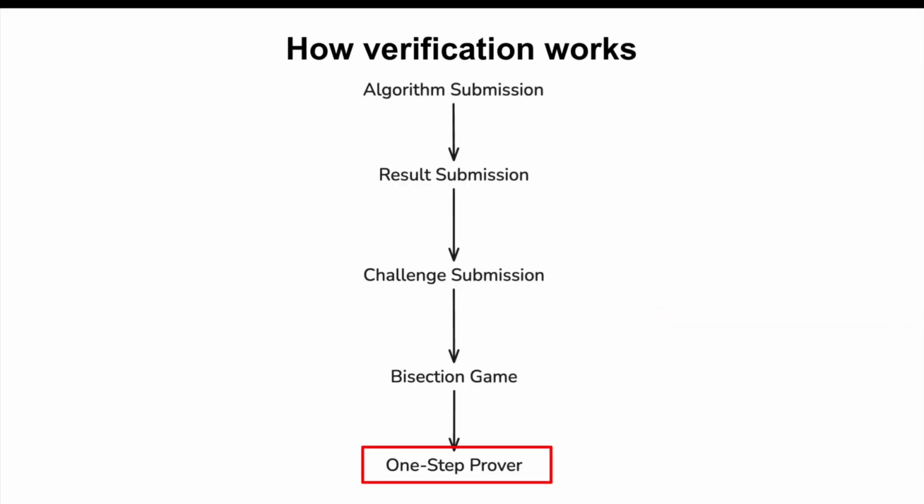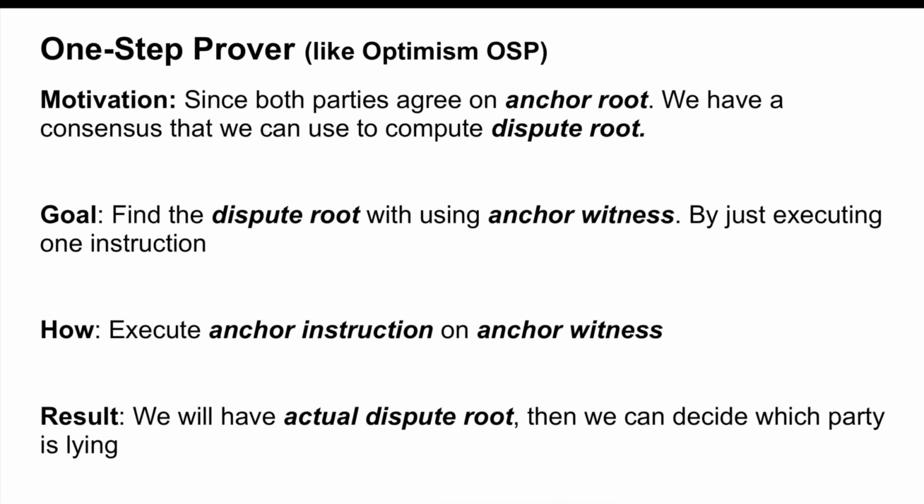And the last part of this verification is the one-step prover, which is highly inspired by the Optimism one-step prover. In fact, it's almost the same. The only difference is, if I'm not wrong, Optimism has an OSP for a fixed algorithm. In our case, it's not a fixed algorithm, so it can be used for any algorithm or any Merkleized virtual machine of ours, or Wasm.